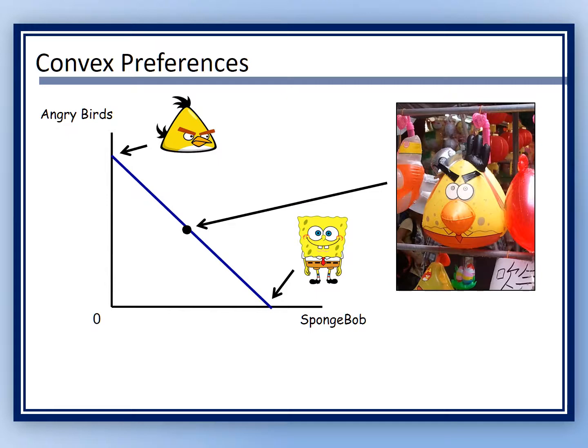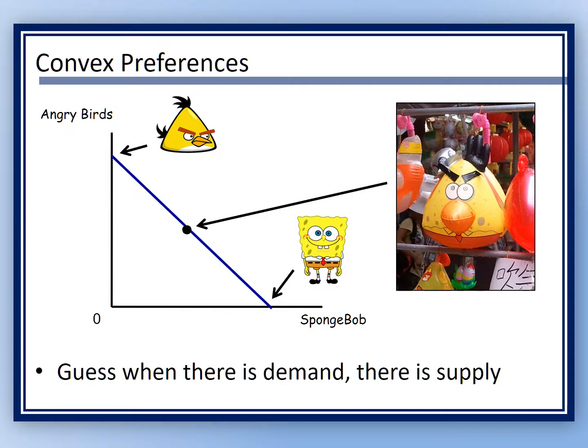For example, you have Captain Minion, right? Captain America mixed with Minions. Obviously someone wants that, otherwise no one would have produced it, right? So there must be some demand. So some people actually want SpongeBob and Angry Bird in the same product. There must be someone who likes that, right? So that's convex preference. You want a mixture of two things, right? So that's the basic assumption that in economics we have about people.